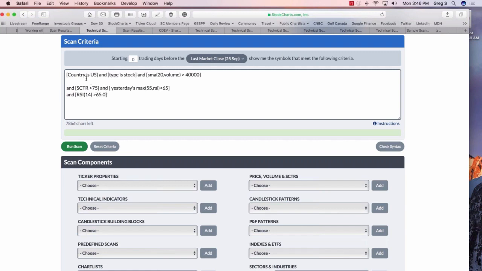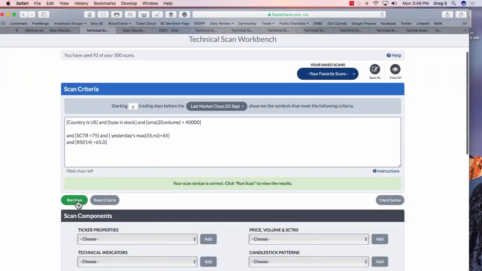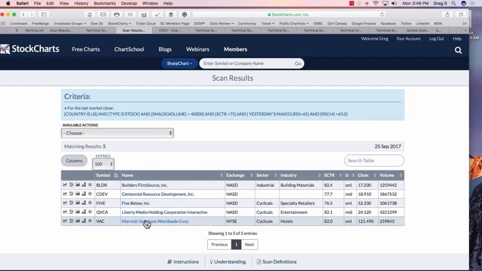And now that's going to control the country. So we're only going to get US stocks, and then the scooter's greater than 75. And yesterday's max was less than 65 on the RSI, and now the RSI is greater than 75. So we can check the syntax and make sure I haven't screwed anything up and everything is correct. So we're going to run this scan. So we go into scan results, and now we have a few more.